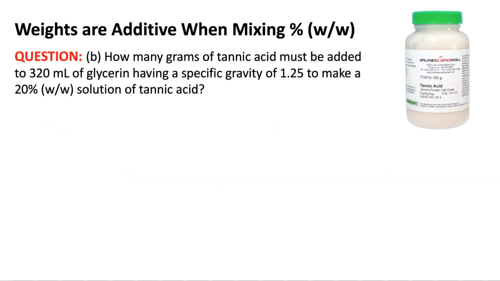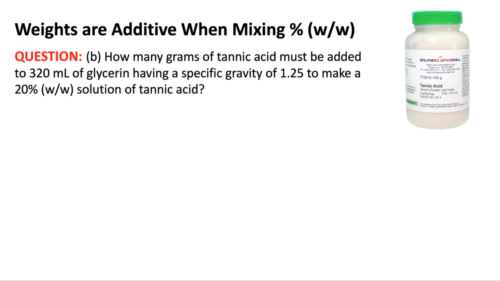Okay, just because that's a little confusing, let's see if you can do it again. Let's answer the same question now. It is exactly the same. How many grams of tannic acid must be added to 320 milliliters of glycerin, having a specific gravity of 1.25, now to make a 20% weight per weight solution? The only difference here is the concentration. It'll make our math a little more complicated, maybe for some of you, in the algebra. You'll see here in a minute.